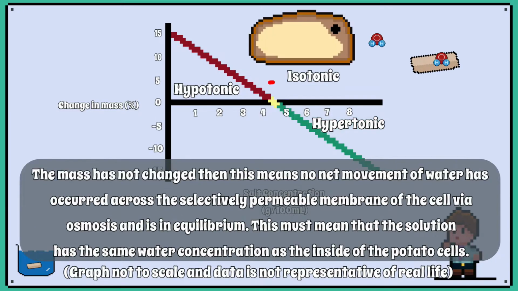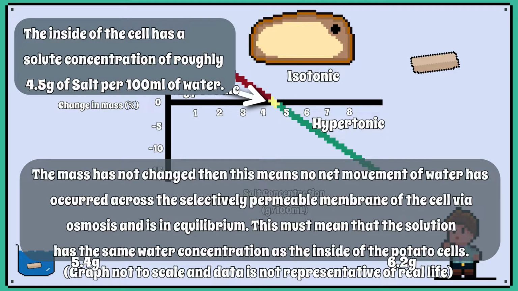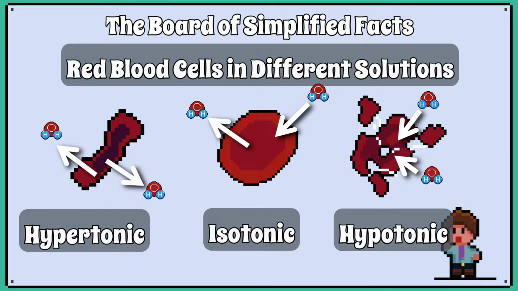If the mass has not changed, then this means no net movement of water has occurred across the selectively permeable membrane of the cell via osmosis, and therefore the system is in equilibrium. This must mean that the solution has the same water concentration as the inside of the potato cells, and the scientific term for this type of solution is isotonic. On a side note regarding animal cells, because they have no cell wall, placing an animal cell into a hypotonic solution, like pure water, can cause the cell to burst.